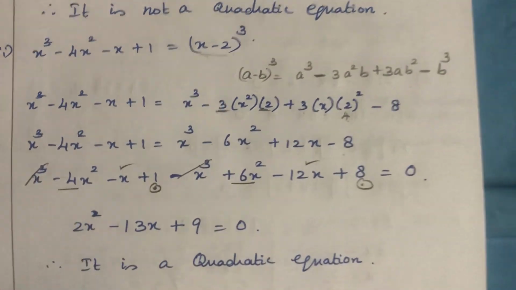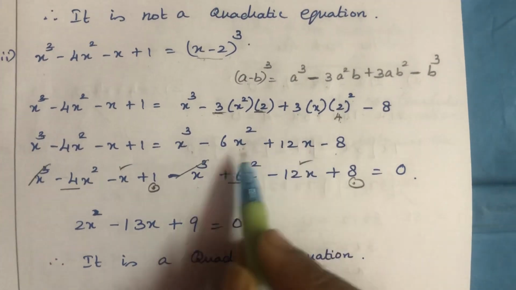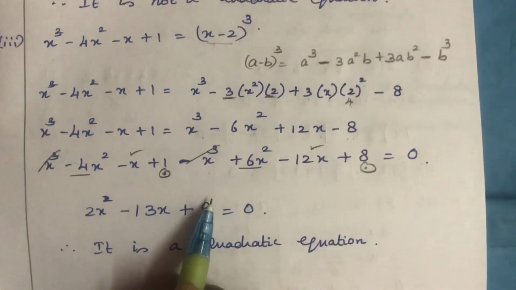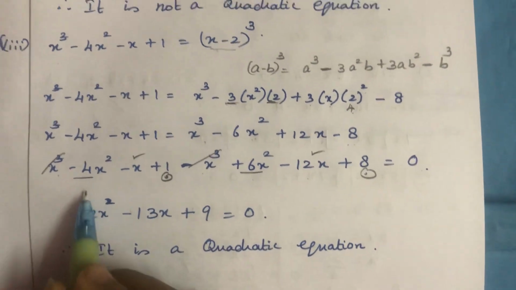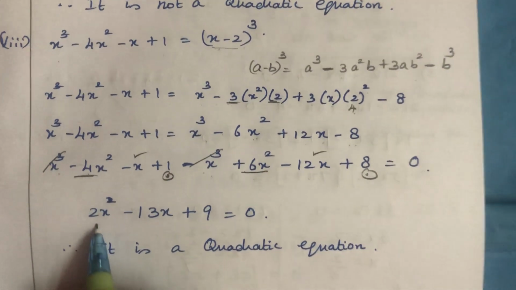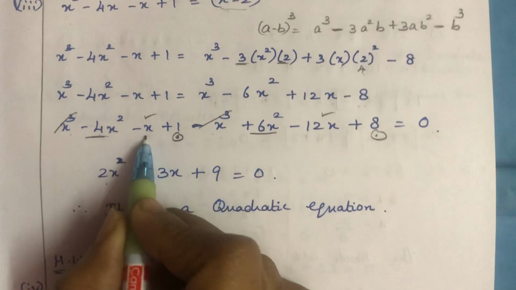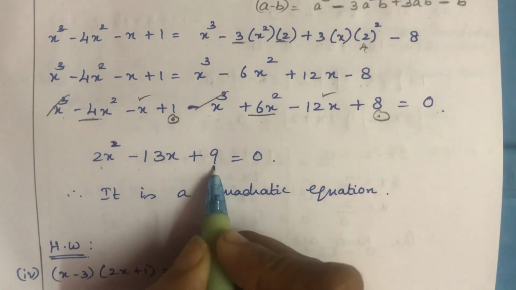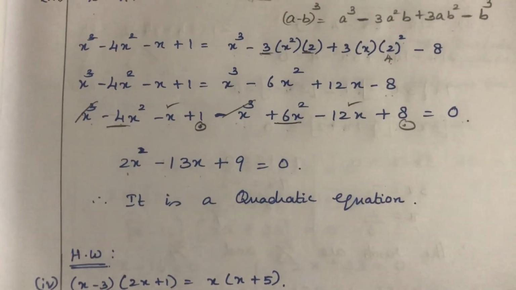Bring all the terms to this side. We will get minus x cube plus 6x square minus 12x plus 8 is equal to 0. Now simplify. Here x cube minus x cube, so we can cancel. 4x square, 6x square, when we are simplifying, 2x square. Here minus x, here minus 12x, when we are simplifying, minus 13x. Here 1 is there, here 8, when we are adding, plus 9 equal to 0. Therefore, it is a quadratic equation.